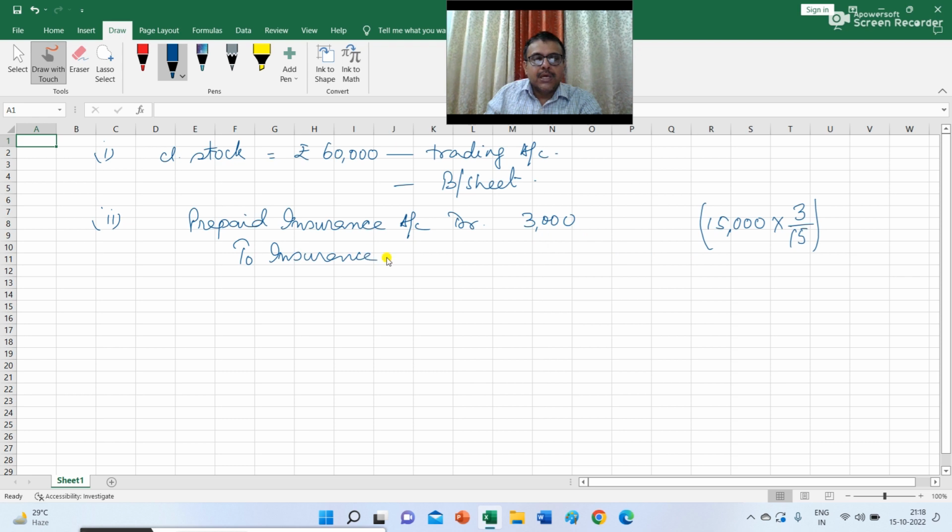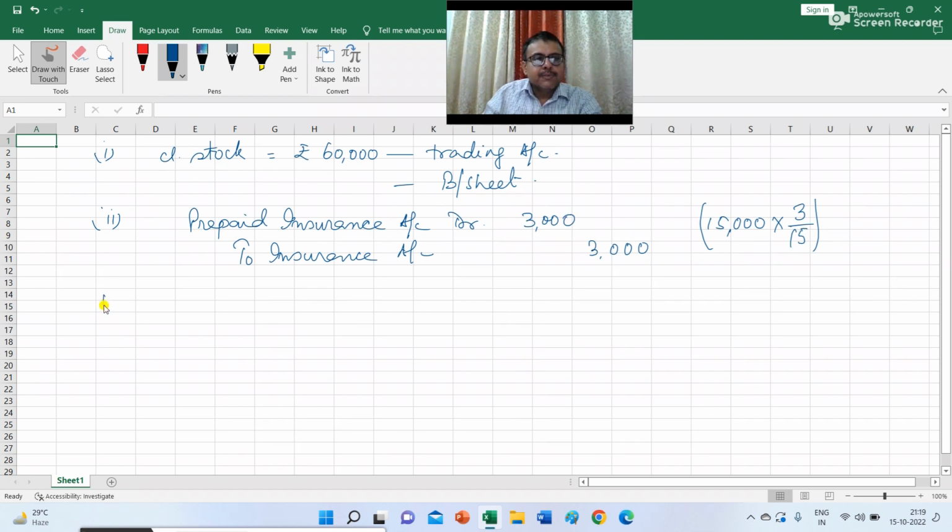And what will be the impact of this journal entry? There will be a reduction of insurance from the amount of 15,000 by 3,000, and 12,000 will be debited to PL account and 3,000 prepaid insurance will be shown in the balance sheet.